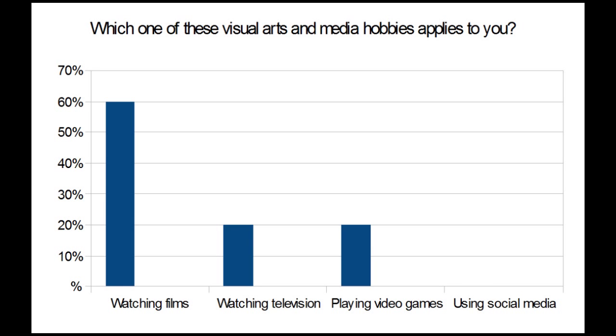When performing my questionnaire, the first question which I asked participants was about which visual arts and media hobbies they enjoyed. As displayed by the results, watching films is the most chosen hobby among participants. This suggests that visual arts and media courses should mainly be advertised towards film enthusiasts. Social media was not selected as a hobby among participants, despite its increasing use among the public. This implies that visual arts and media courses should focus less on social media.